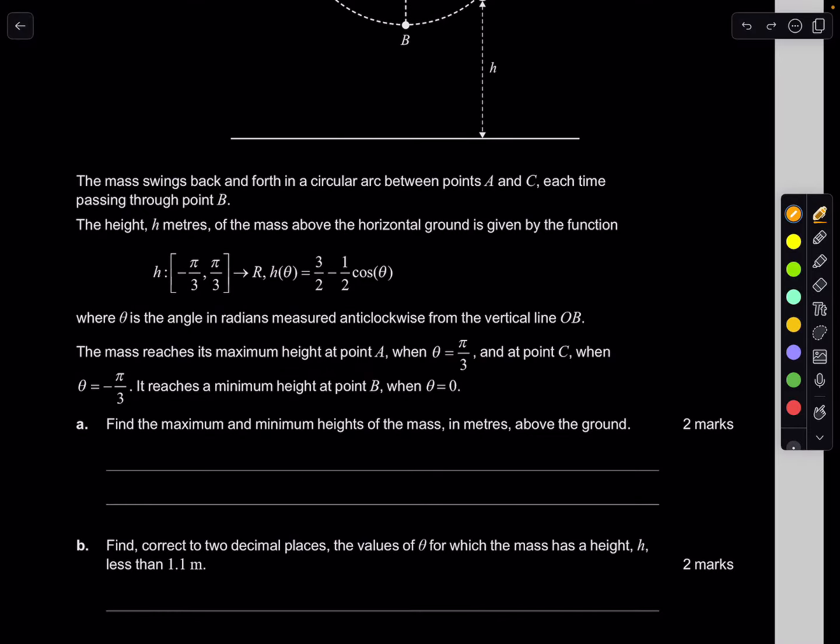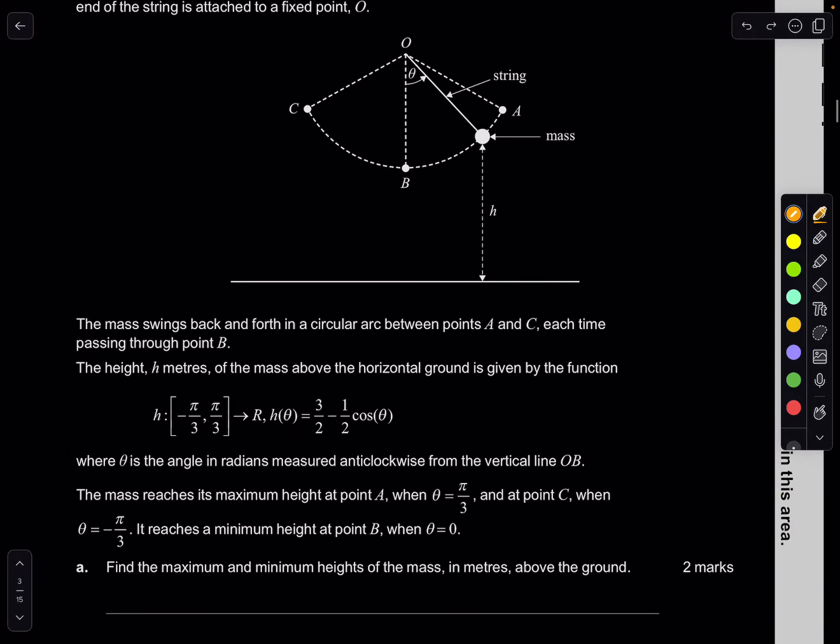All right, now, part A: find the maximum and minimum heights of the mass in meters above the ground. Easy. Let's look at the maximum height first. Didn't we say that the maximum height occurs at either of these values? It can be at A or C. They have the same maximum height because of symmetrical properties. The maximum height occurs when it's at A and C.